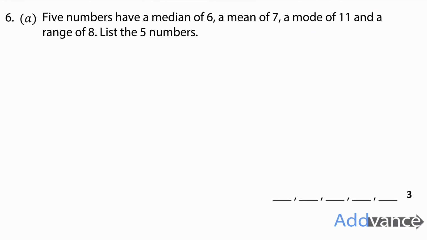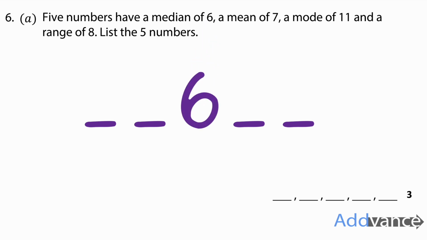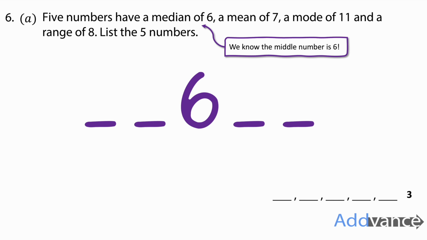Question 6a, it says 5 numbers have a median of 6, a mean of 7, a mode of 11, and a range of 8. List the 5 numbers. So here I've got 5 numbers I need to find. And I'm just going to use step-by-step logic to try and figure out what these numbers are. And I can figure out straight away that the middle number must be 6 because it says the median is 6. So in the middle of all these numbers is 6.